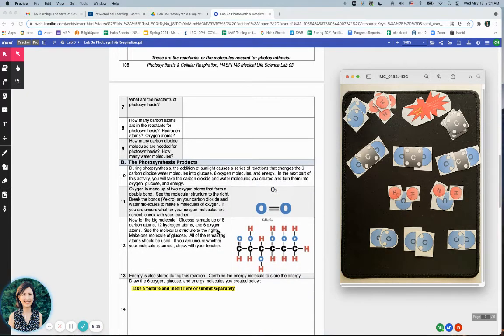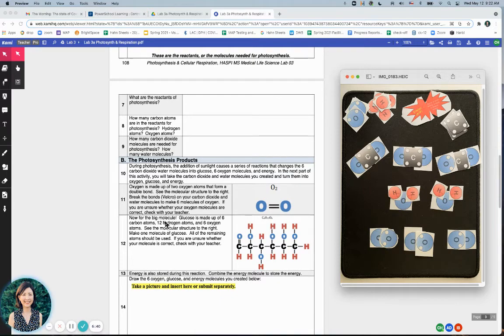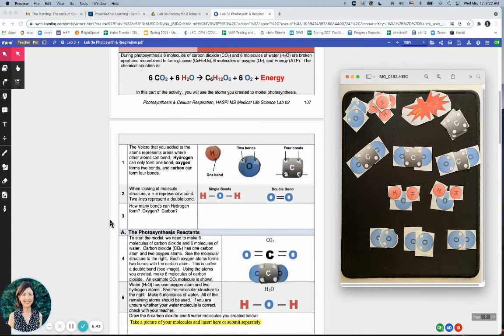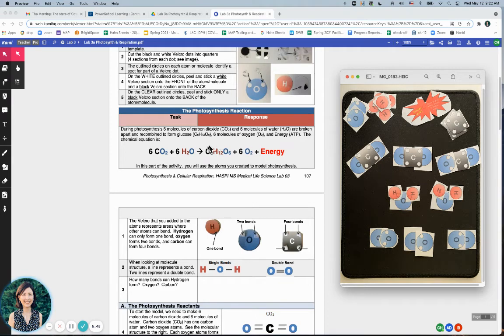Then you're going to go ahead and look at the products of photosynthesis. Now remember, the products of photosynthesis are going to be glucose and oxygen. There's one glucose, because there's no number in front of it, that means there's just one of them, and there's 6 oxygen. Oxygen is actually 2 oxygen together because we have to make sure that these bonds are connected. So you're going to make 6 of these oxygen, and you're going to make 1 of these glucose.